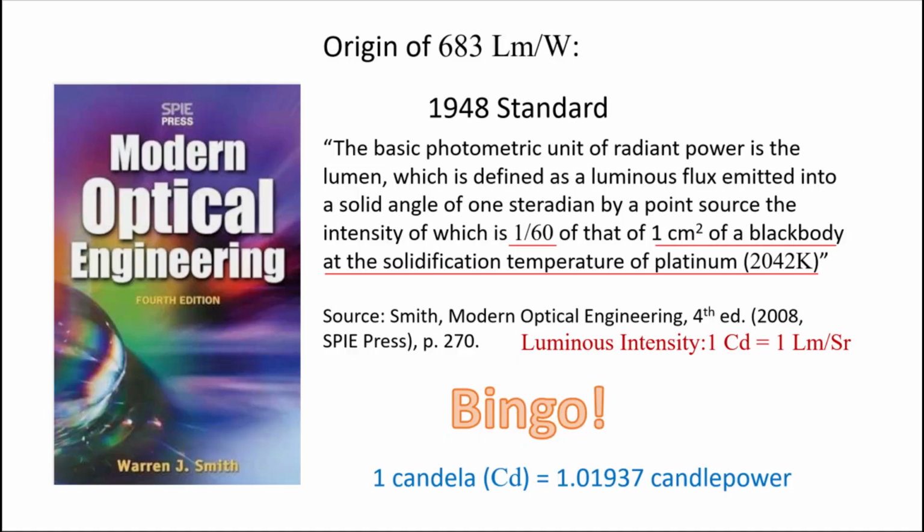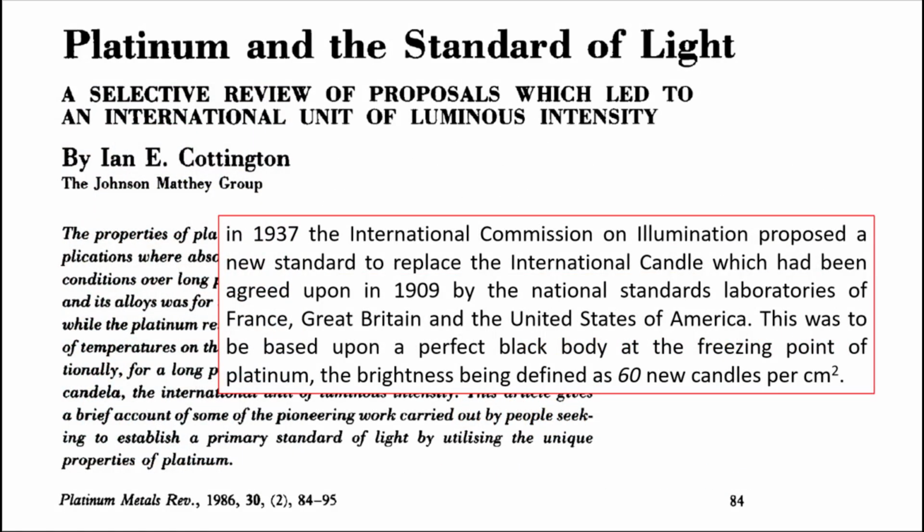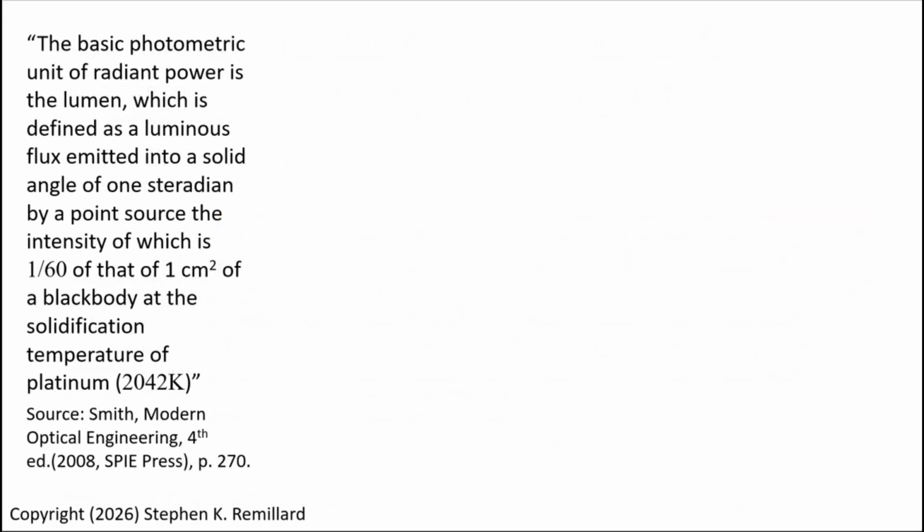Well, that tidbit sent me deeper, and I found more about those details in this historical piece from 1986 attributing the 60 candle equivalents to a 1937 Standards Committee recommendation, which was eventually ratified in 1948. I'll work with Smith's wording. 60 lumens of perceived brightness is emitted by a point source which has the same intensity as a 1 square centimeter 2042 Kelvin blackbody emitter, radiating into 1 steradian.